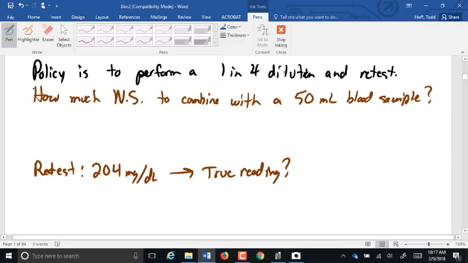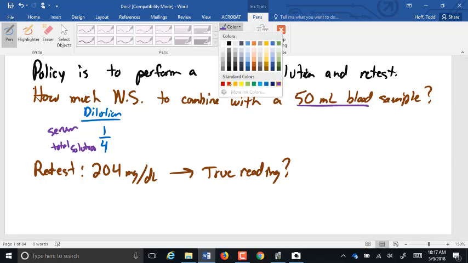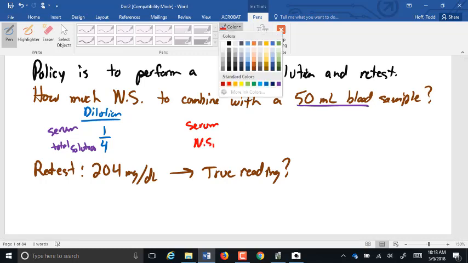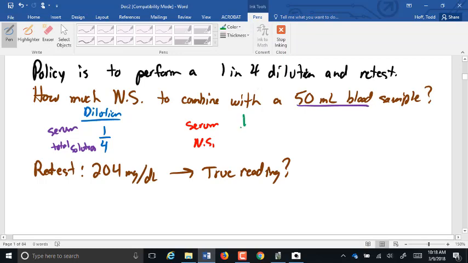So the first part, how much saline do we need to add to this? Well, it's a 1 in 4 dilution again. But remember, the 1 is serum, and the 4 is total solution. What we have is the blood, which is the serum, but we need to find the saline. So we need the ratio of serum to saline. The part serum is still going to be 1. How many parts saline? Yeah, 4 minus 1 gives us 3.